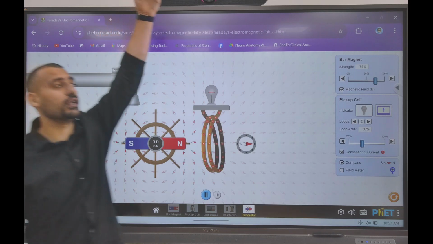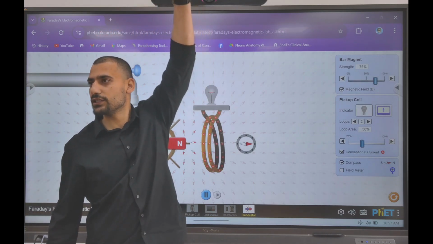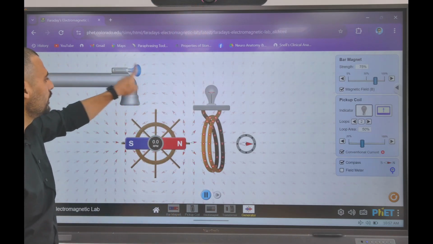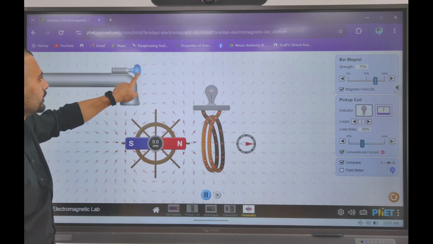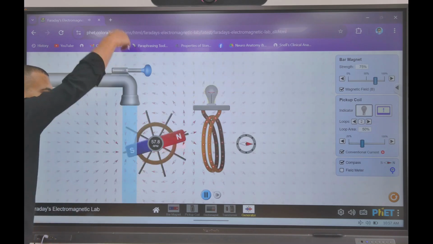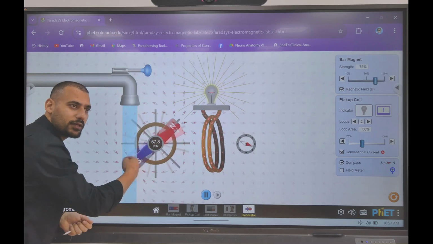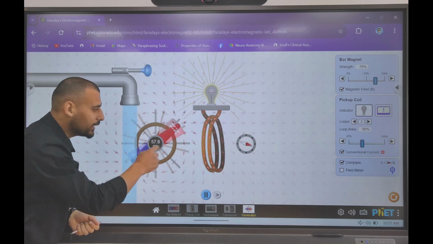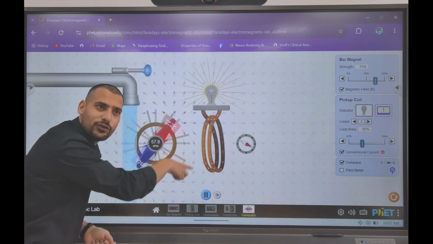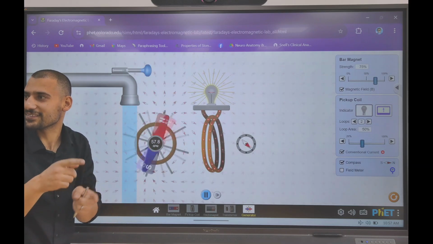The water is falling from a larger height. So when the water falls, I open the water here. See what is happening. When the water falls, it rotates the turbine, isn't it? Now the magnetic field, which is here, see the field lines, what is happening to the field lines? They are changing their direction.